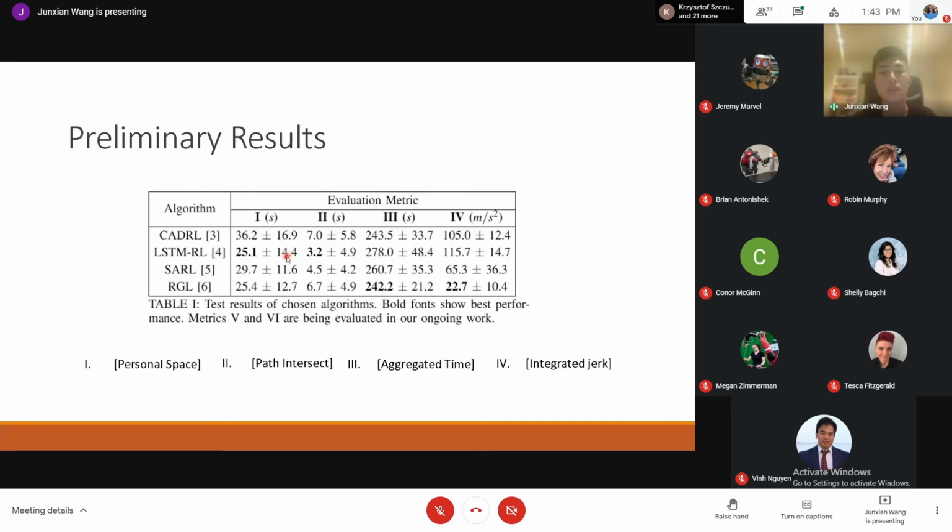As we can see, it has a lower average for the personal space, but it has a much worse path intersect score. This means that humans around this robot are going to feel less comfortable, even though the robot is able to reach its goal in a fast amount of time. This is just a small demonstration of the evaluation using our proposed metrics and scenarios. A more thorough test will be conducted later in our ongoing work.